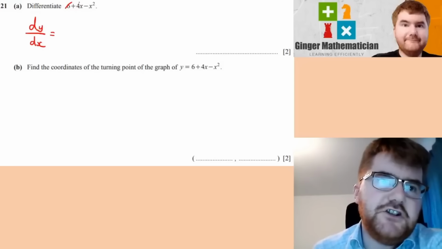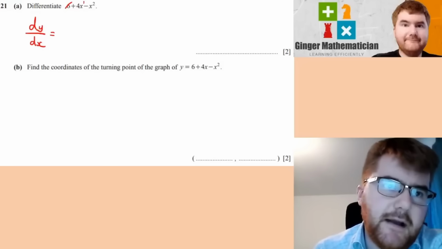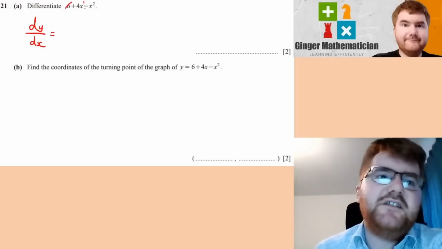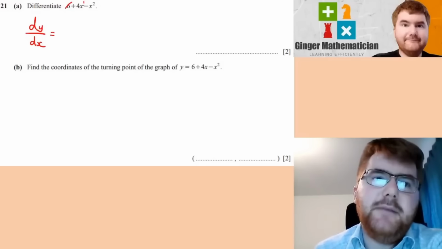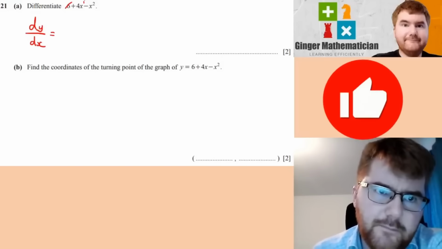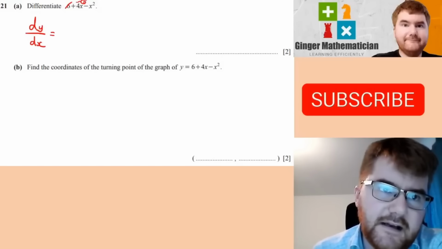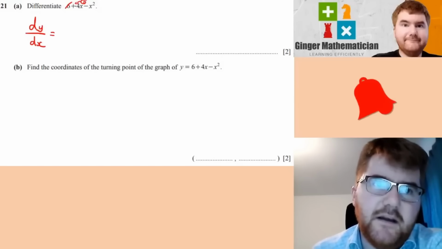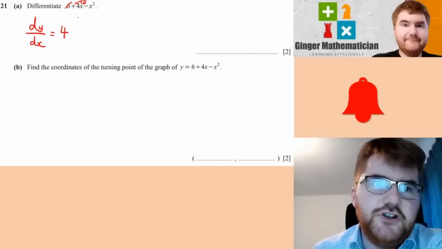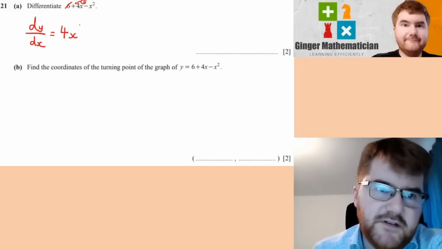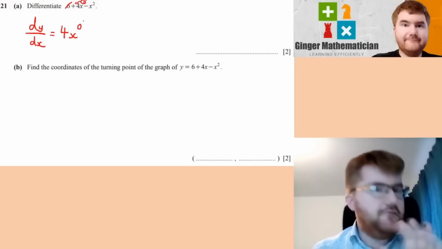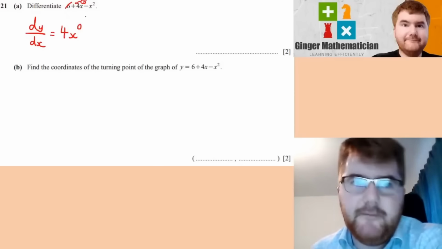If we differentiate this, we still use the power law as normal. Notice x on its own is the same as x to the power of 1. So we bring that 1 to the back. 1 times 4 is 4. Reduce the index by 1, so x to the power of 0. Some of you already know what the answer is, but I'm just going to write it out in full.